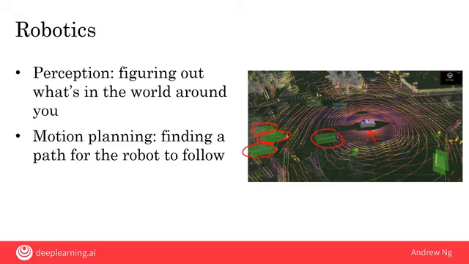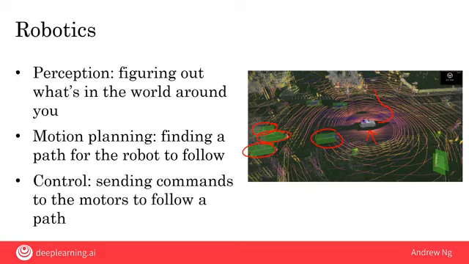Motion planning refers to finding a path for your robot to follow. So if your car wants to make a left turn, the motion planner might plan a path as well as a speed for the car to make a left turn that way. And finally, control refers to sending commands to the motors, such as your steering wheel motor as well as your gas pedal and brake motors, in order to make the car smoothly follow the path that you want.